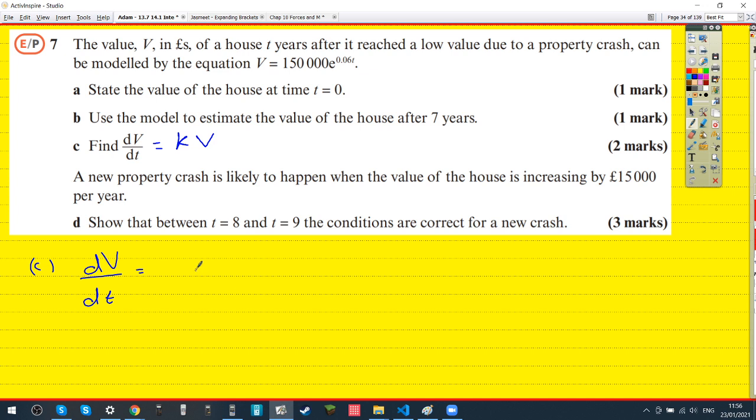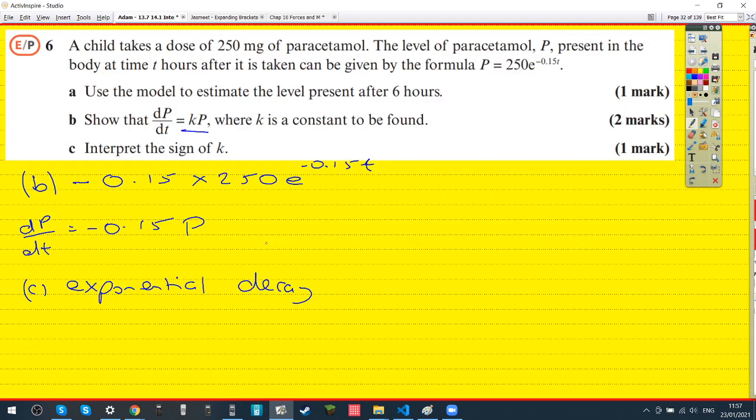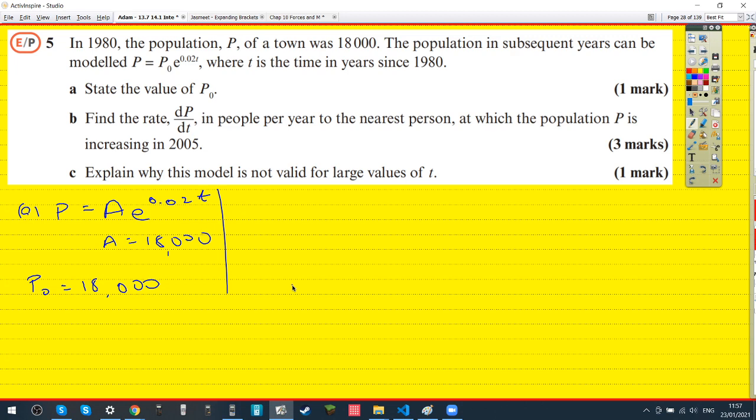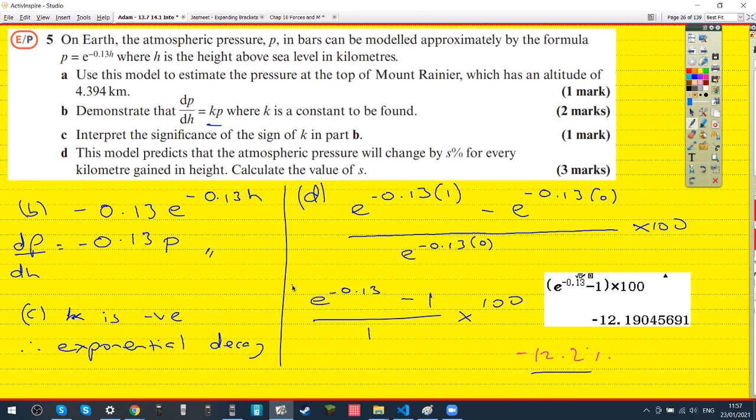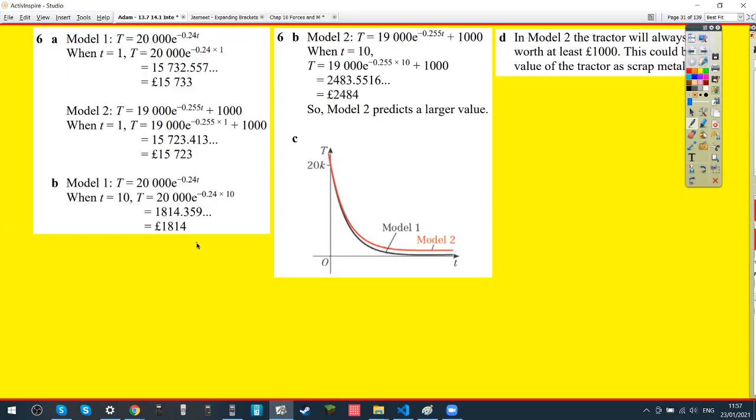How did you get 9,000? Multiplied 0.06 by 150,000. And so in terms of V? 0.06V. That is it. That number up there, and that happened for this one as well. That number up there, minus 0.15p. That one happened there, minus 0.13p, and so on. And we got it.